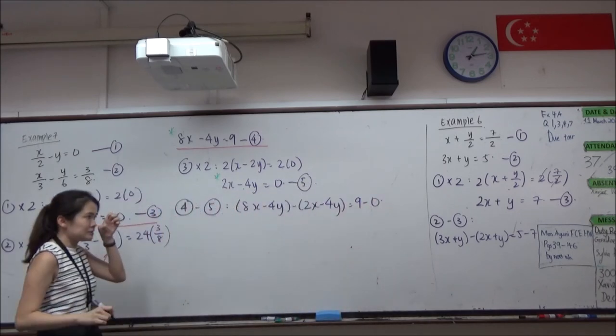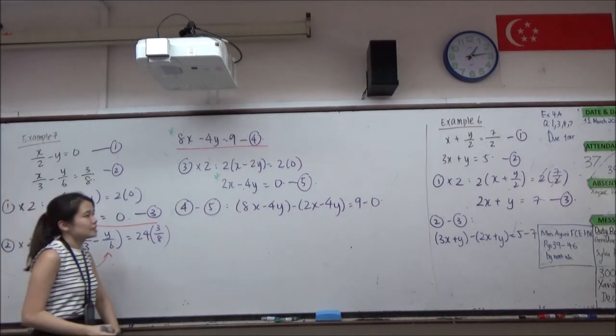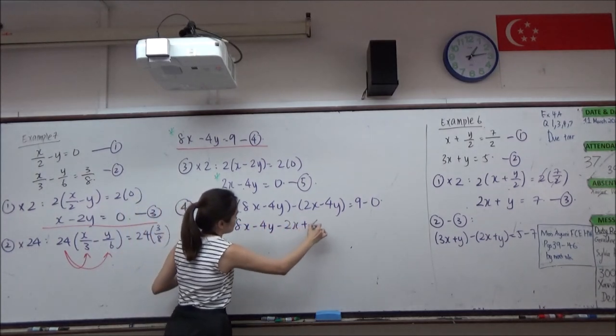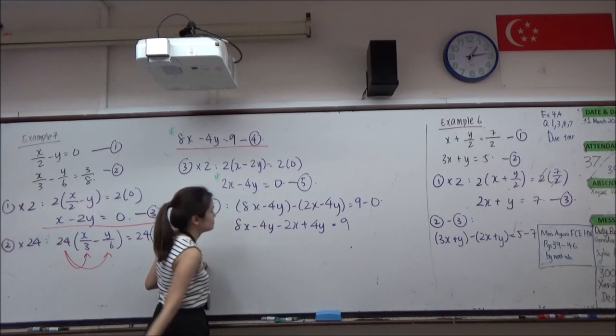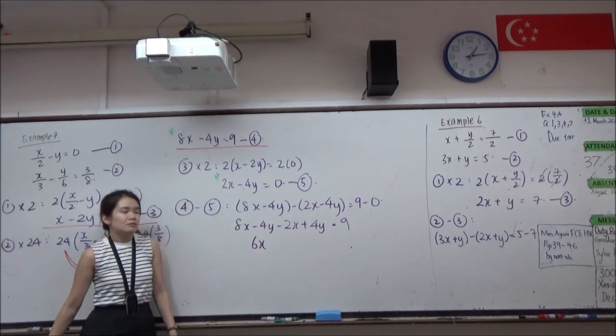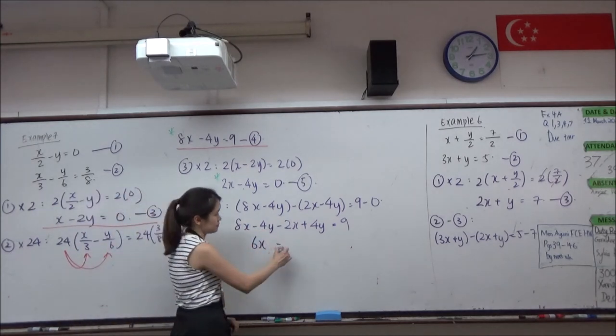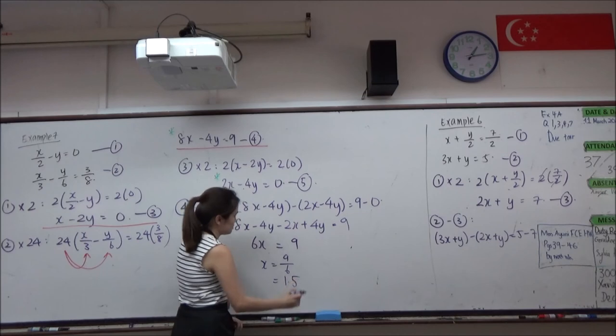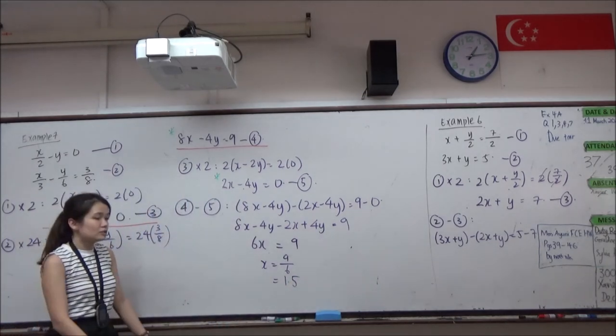We get 9 minus 0 on the right. Open one brackets. 4y disappears. We are left with 6x because 8x minus 2x. So x is equal to 1.5.